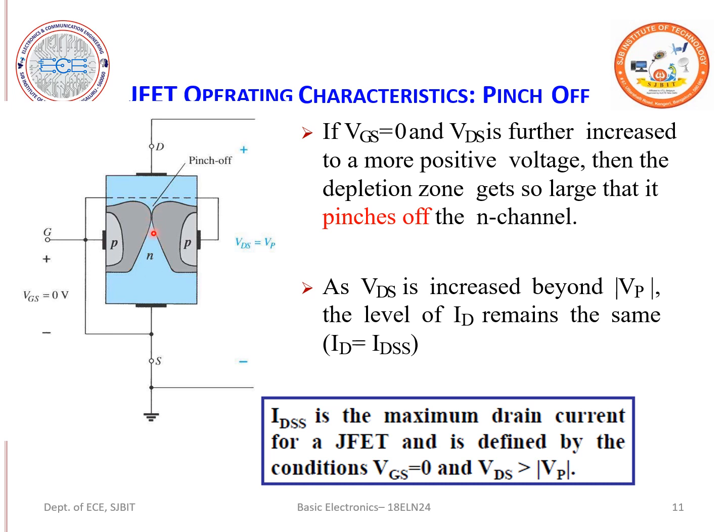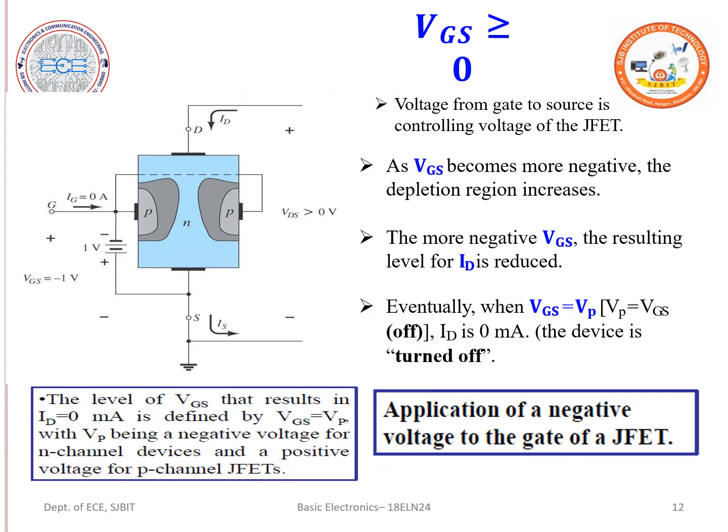Look at the pointer. As VDS is increased beyond the pinch off voltage VP, the level of ID remains the same. So IDSS is the maximum drain current for a JFET, and is defined by the condition when VGS equal to 0 and VDS is greater than the pinch off voltage.